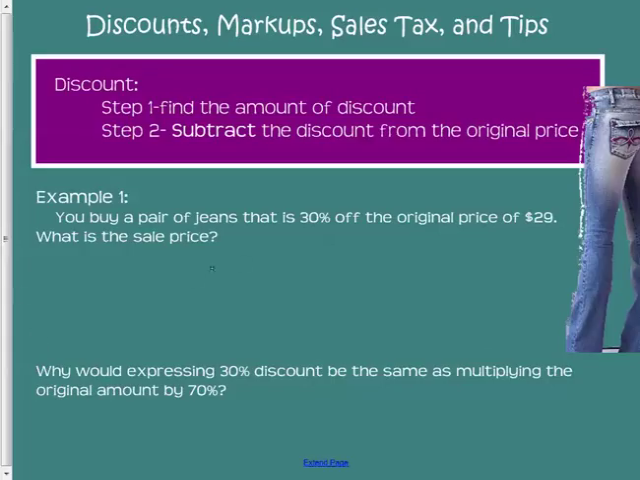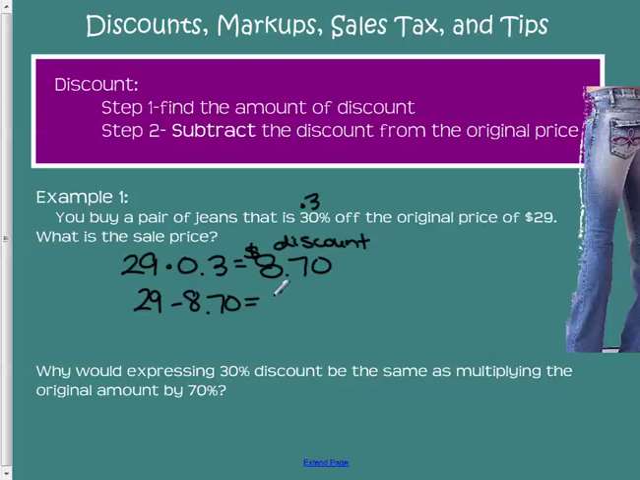For example, if we buy a pair of jeans that is 30% off the original price, which was $29, we want to figure out the sale price. So here's how we do it. The first step is to multiply your 30% times your 29. Well, we know a percent is a decimal, which with 30% would be 0.3. So I'm going to multiply that and I get a discount of $8.70. I'm going to take that off of my $29 because if I'm getting a discount, it's removed from the price. So really $20.30 is what I pay.